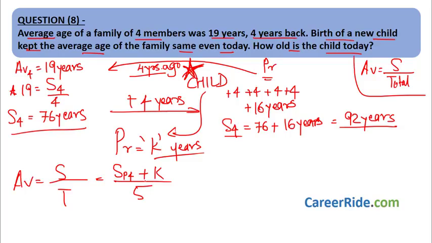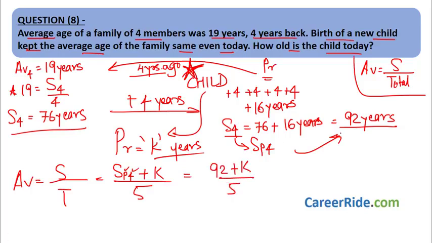The numerator is the sum of the ages of the 4 family members plus the age of the child. Now what is this SP4? That means the sum of the present ages of the 4 family members. SP4 is nothing but 92 years, right? Presently. So it would be 92 plus k upon 5.